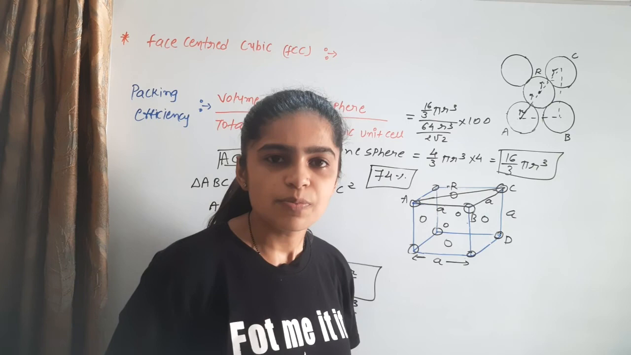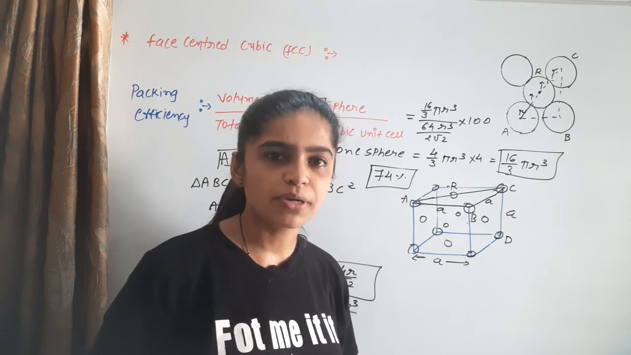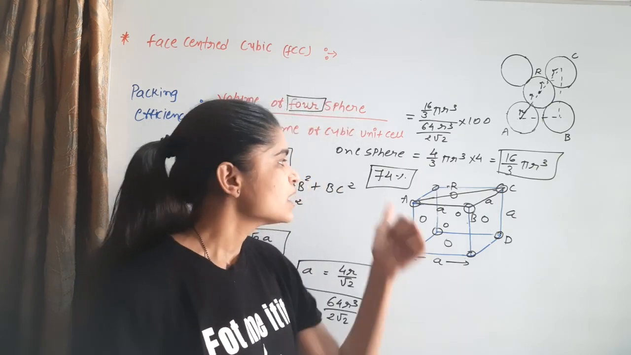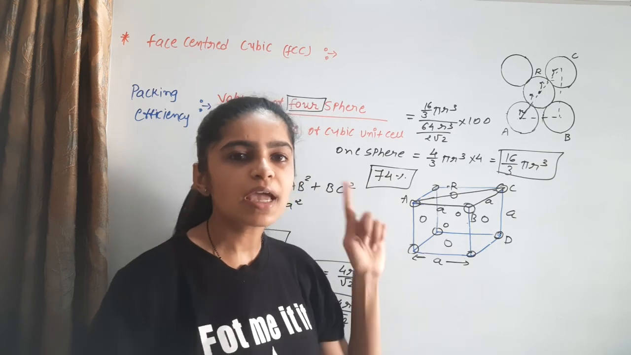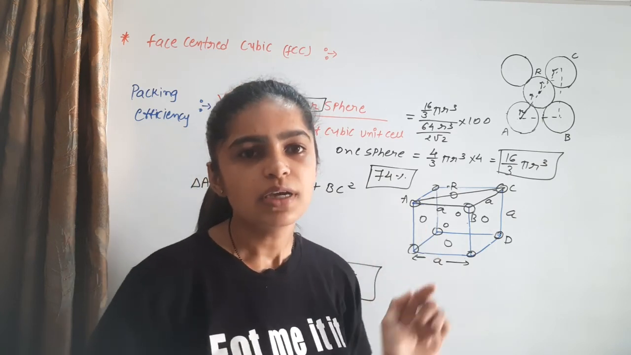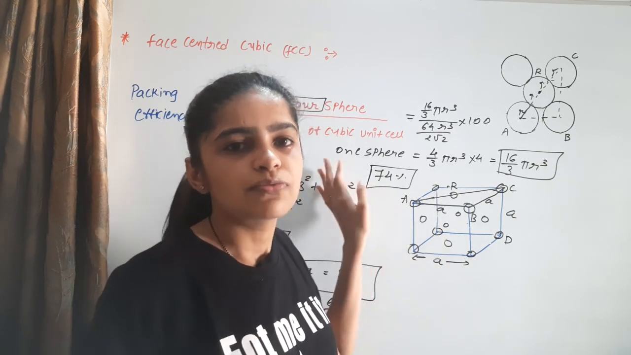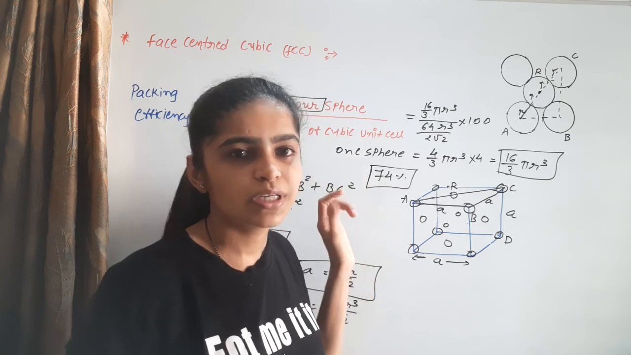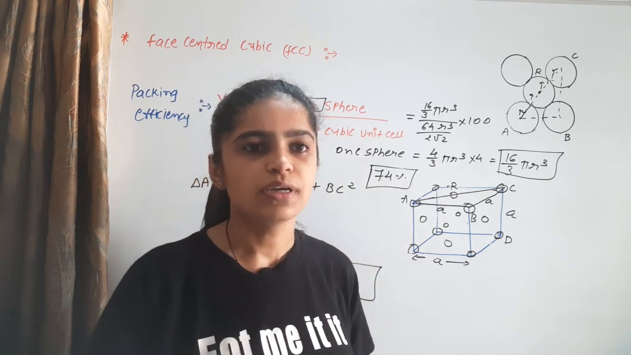So in the simple cubic structure it is 52.4%, BCC 68% and FCC 74%. So the efficiency of FCC is more. So it's a closely packed structure.